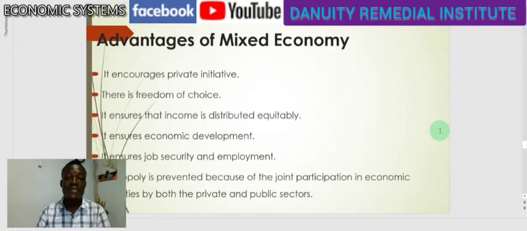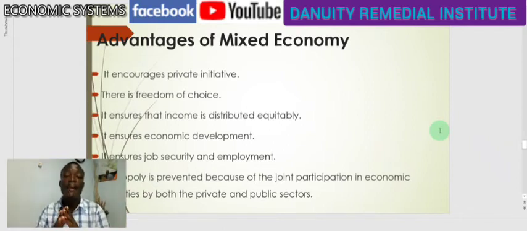So some of the advantages of this is that it encourages private initiative. Private individuals can come up with ideas that will make their production process better. There is also freedom of choice for the consumers. I can decide to consume privately manufactured goods or publicly manufactured goods. I have the freedom to make that choice. It also ensures that income is distributed equitably.